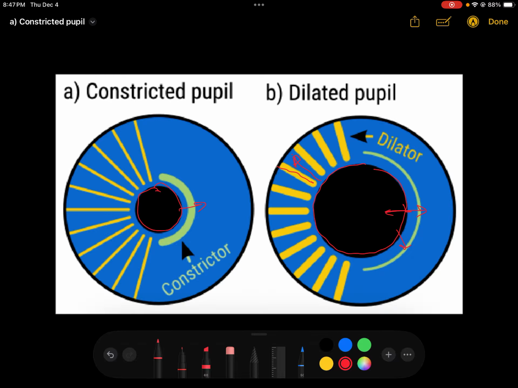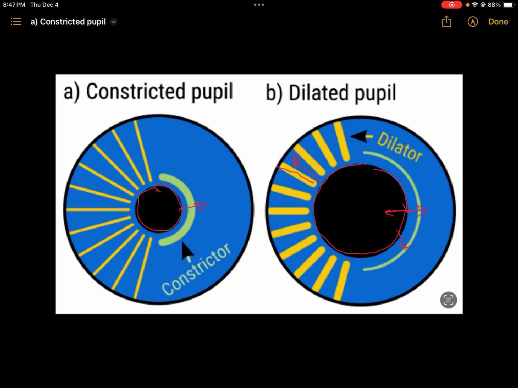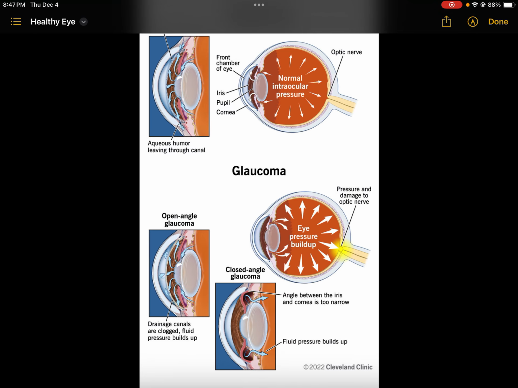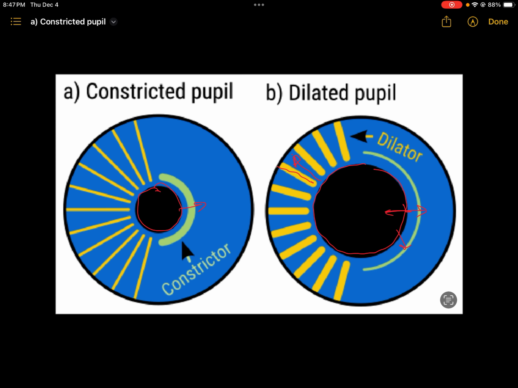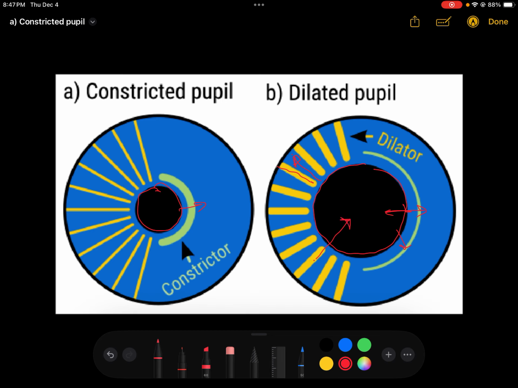Then indications or uses of mydriatics. These are used in fundus examination, where we need to dilate the pupil. Then for pre-operative assessment of cataract, during extracapsular cataract extraction or posterior segment surgery, to test whether posterior synechia is present or not, and to break posterior synechia along with cycloplegics.